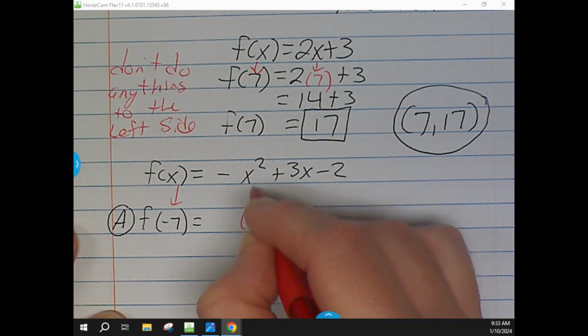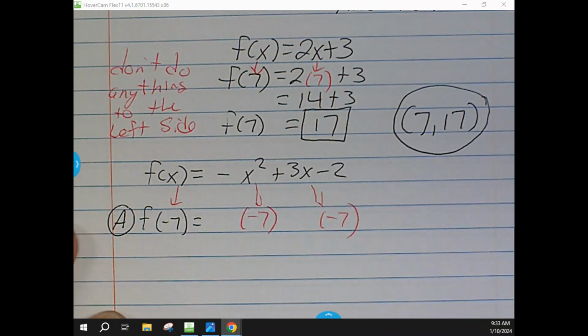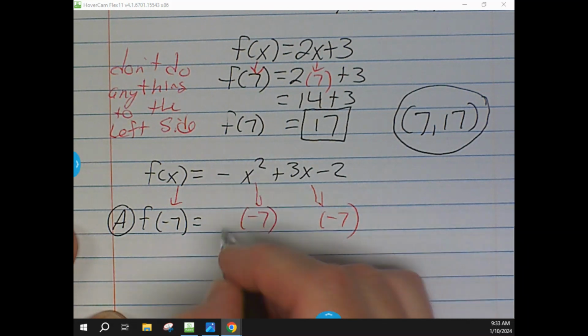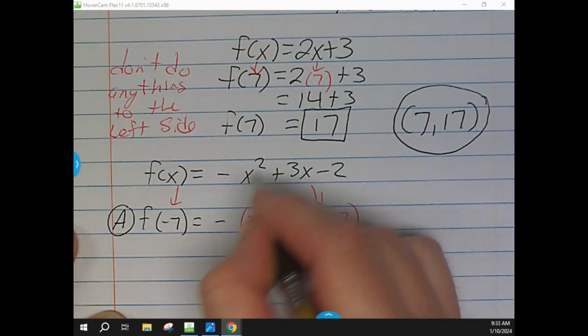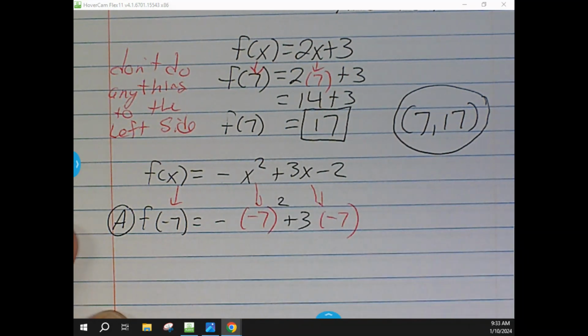So it's a negative 7 that's there. That x is also a negative 7. And then everything else that they give you has to go on the outside. This negative has to go on the outside. That squared has to go on the outside. Plus 3 is on the outside. The minus 2 is on the outside.